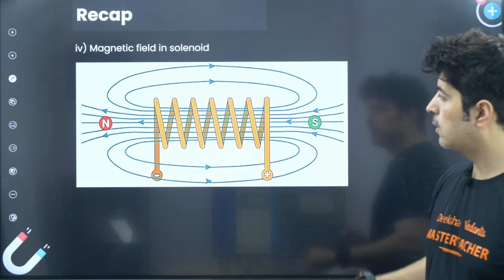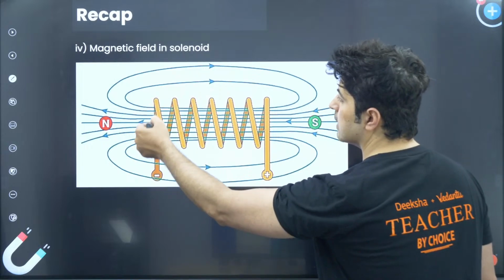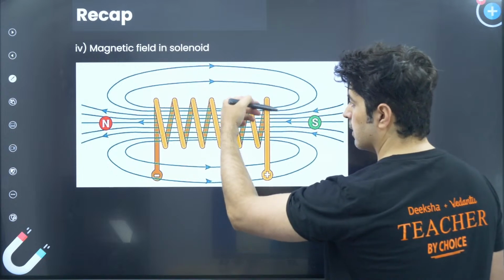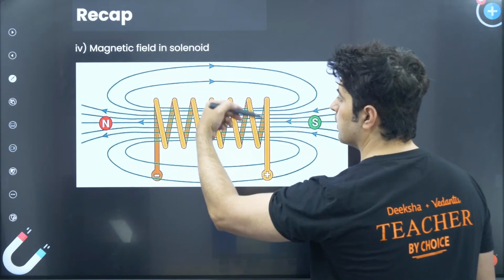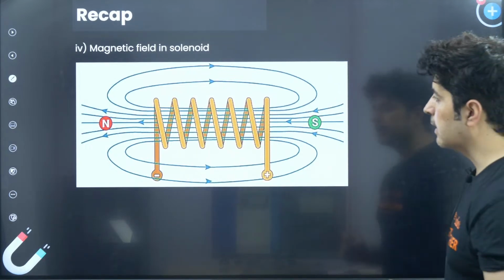Okay, let's see. So what does it say? If you see this, first thing first, solenoid. What is a solenoid? It's a closely packed wire. Closely packed means there will be a number of turns, it keeps on turning, and it becomes a solenoid. First thing is that. Second thing, what is it?